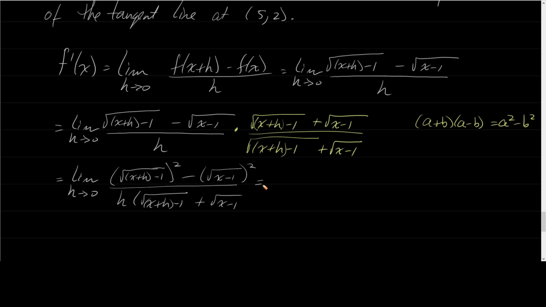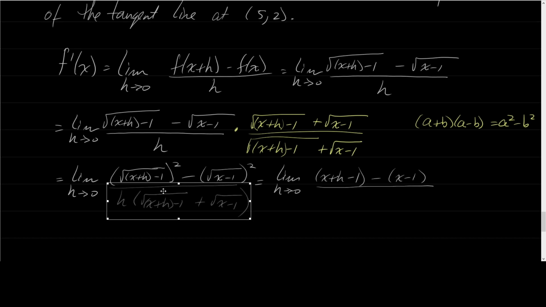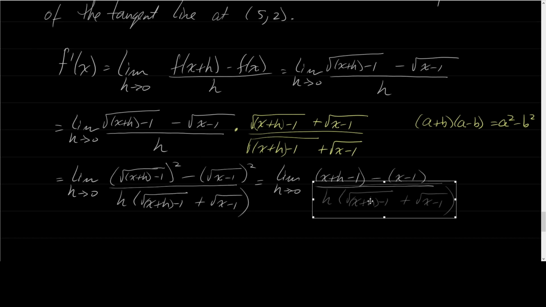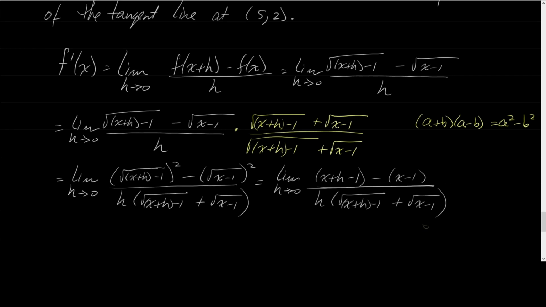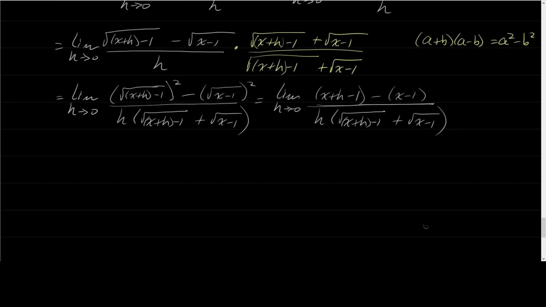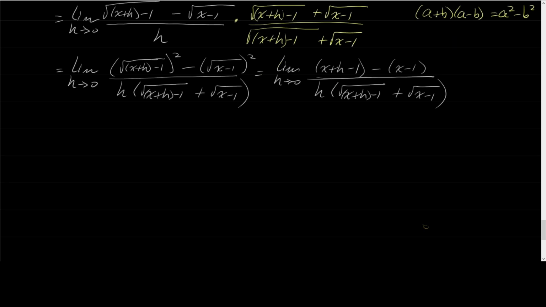Now let's simplify this down a little bit. We have the limit as h goes to 0 of, in the numerator, the square root squared just becomes x plus h minus 1, minus the square root squared, which becomes just x minus 1. On the bottom, all we need to do is rewrite it, and instead of rewriting, I'm just copying and pasting. All right, cool. Now, let's see what we can do in the numerator.